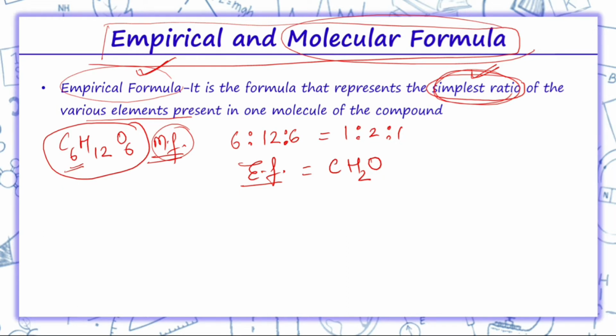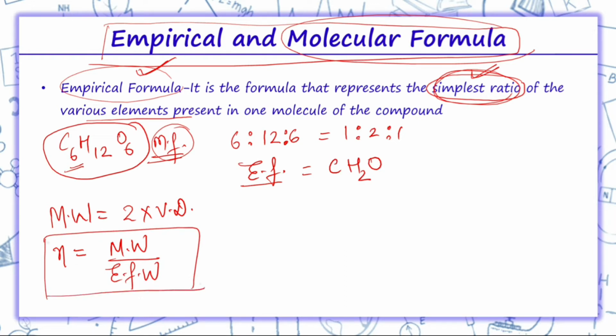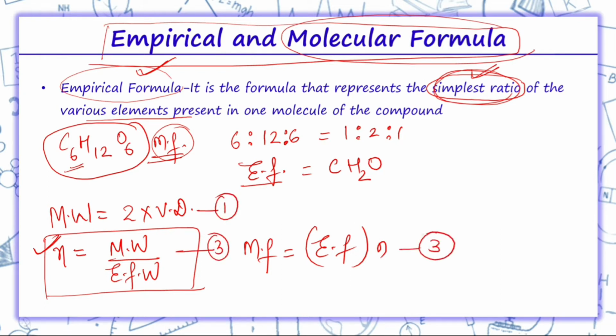Now we have to learn certain formulas to solve the numericals related to this topic. So the formula is, if we have to calculate molecular weight, that is equal to 2 into vapor density. N is equal to molecular weight upon empirical formula weight, and when we are able to find N, we can find the molecular formula, that is equal to empirical formula into N. So these are the three formulas. With the help of these formulas we will solve the numericals related to empirical and molecular formula.